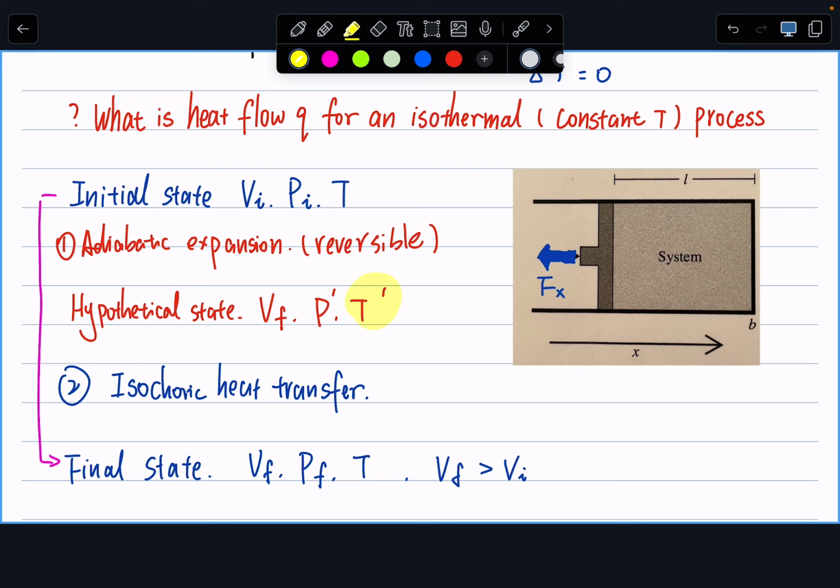And in this case, that's an example of how we set up hypothetical pathways so we can calculate what is the heat transfer of the process. And it's not necessarily 0 for isothermal processes. Heat is only 0 for adiabatic processes.